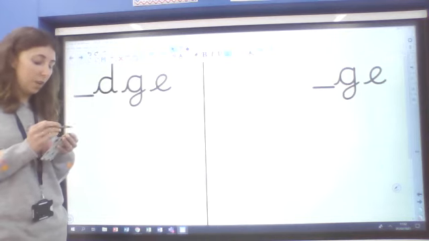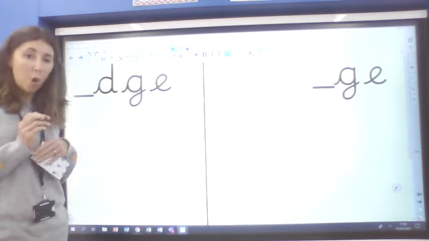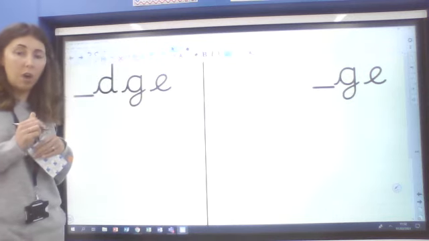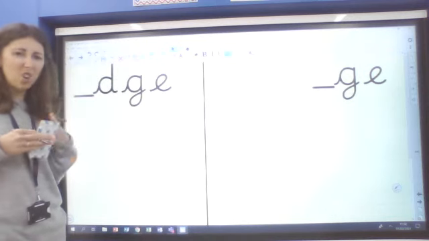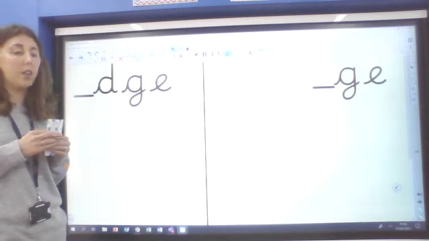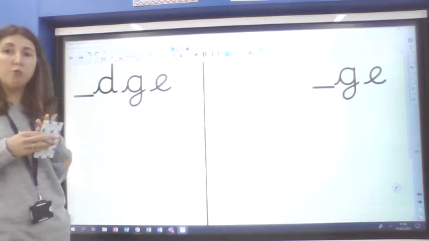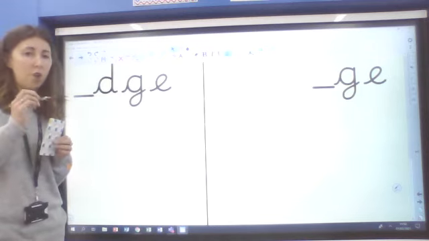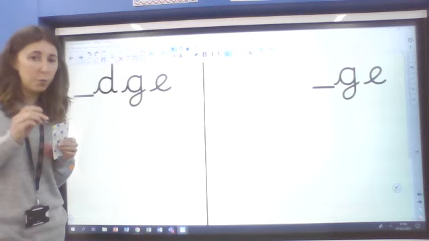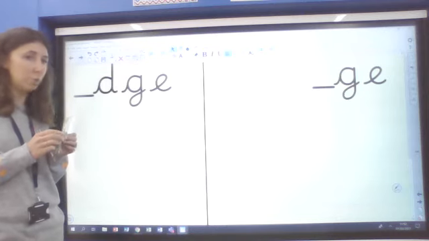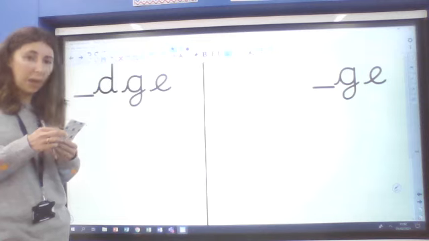Plunge. Next one is range. I went to the shop and there was a range of different things to buy. A range. Range. We had words with that long A sound, didn't we, yesterday? Okay, next one.